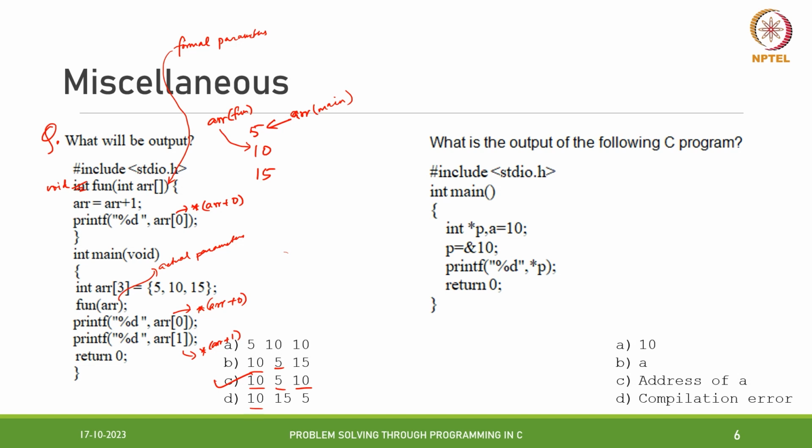So the pointer we are just incrementing to the next element. It will go and point to the next element of the array. So here the next element is 10. So this ARR inside the function fun will point to the value of 10.